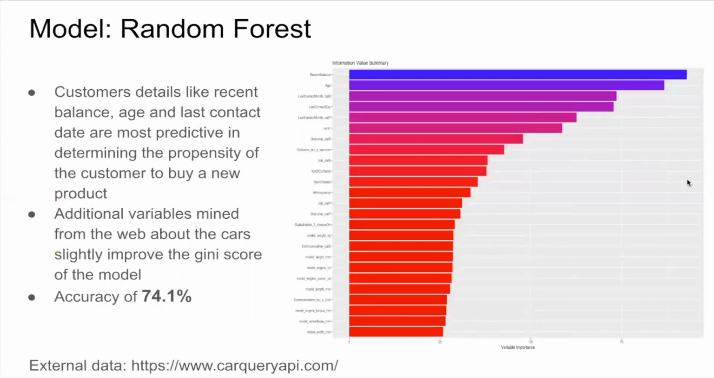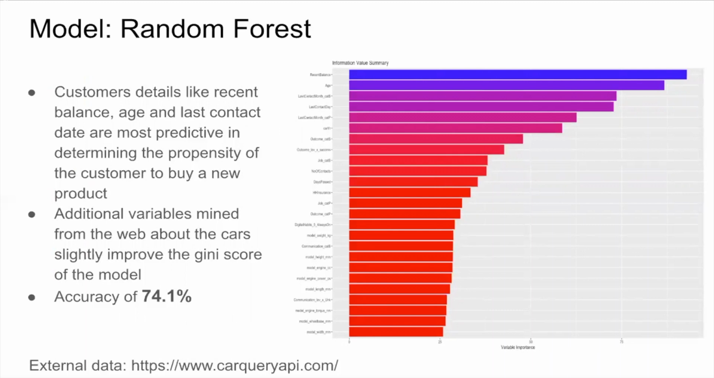From random forest, we saw that customer details like recent balance, age, and last contact were amongst the most predictive in determining who is going to be a high propensity customer to buy a new product.